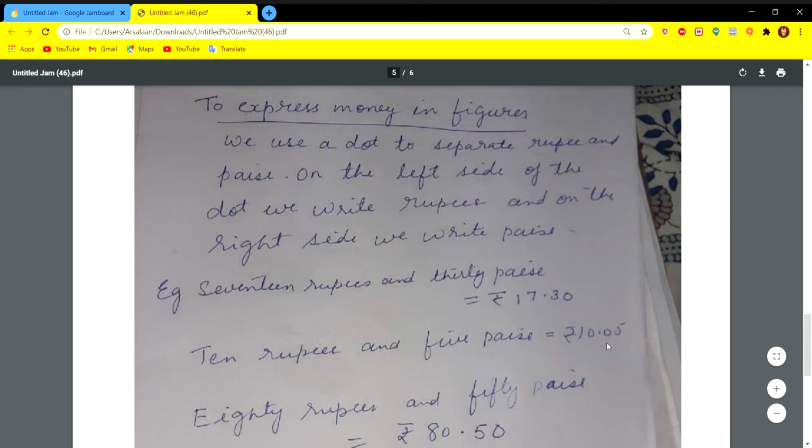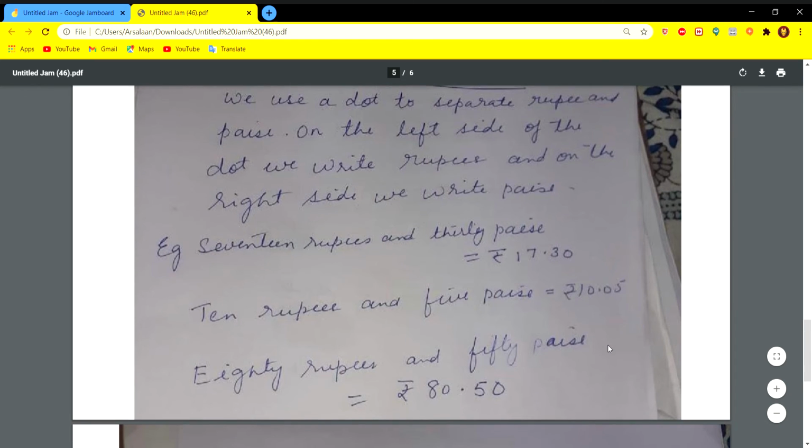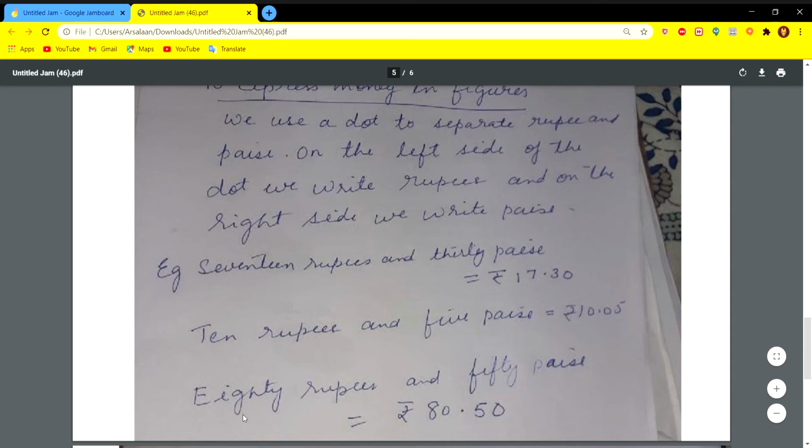Suppose we have to write 10 rupees and 5 paise. First we will write the symbol of rupees, then 10, then we will put a dot, and for 5 paise we will not write 5, but we will write 05. For 9 paise we will write 09. Then see 80 rupees and 50 paise. So we will write rupees 80.50. This is how we express money in figures.